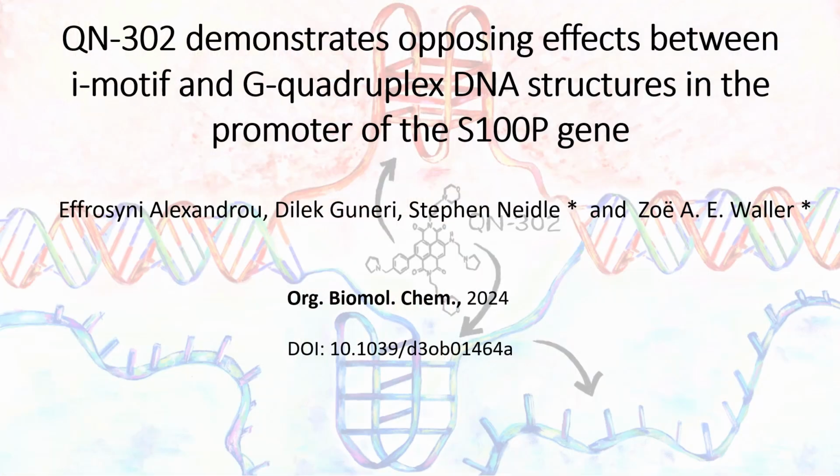Our paper is entitled QN-302 demonstrates opposing effects between i-motif and G-quadruplex DNA structures in the promoter of the S100P gene. The paper has just been published in the Journal of Organic and Biomolecular Chemistry, and you can find the link to the paper in the description box below. So let's have a look at what the paper is based on.